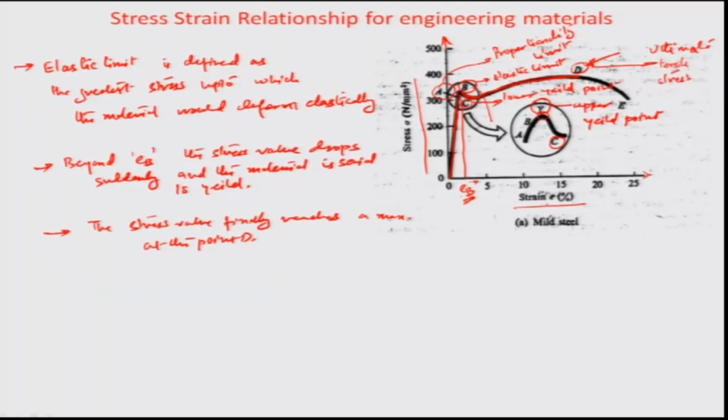So, the point D is really the point up to which the material is intact, but beyond that there is going to be some kind of a fracture or necking which will start to take place. So, having said that, the corresponding stress at point D is known as the ultimate tensile stress of the material. So, that is how the mild steel stress strain characteristics are described.